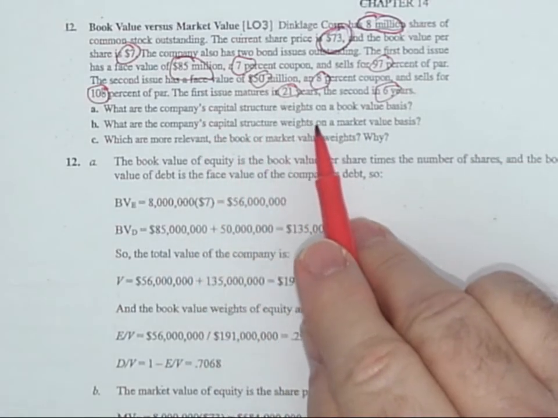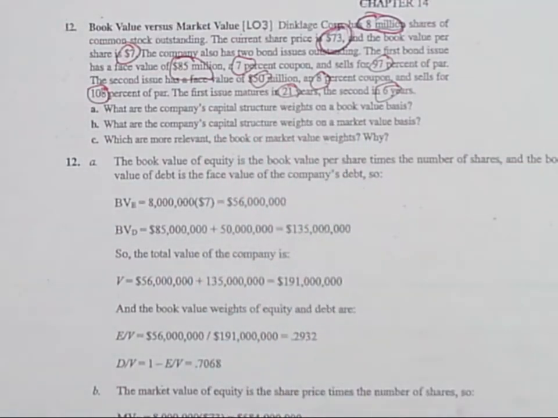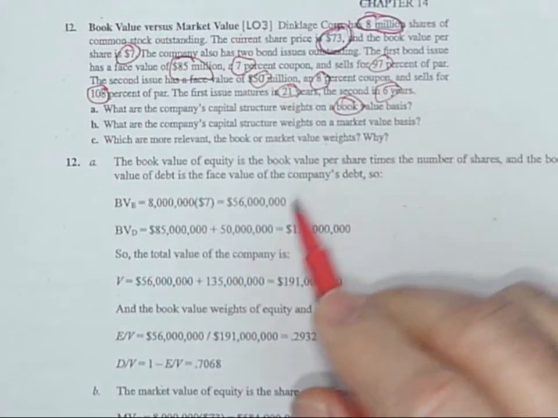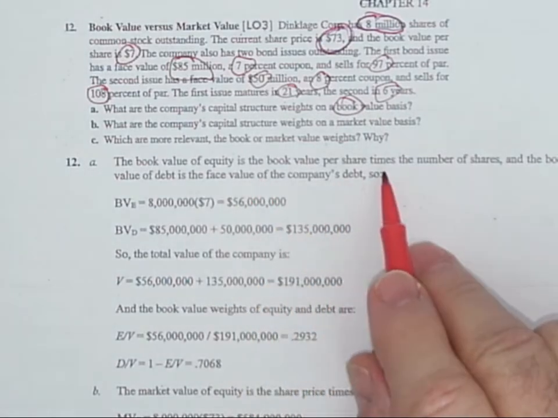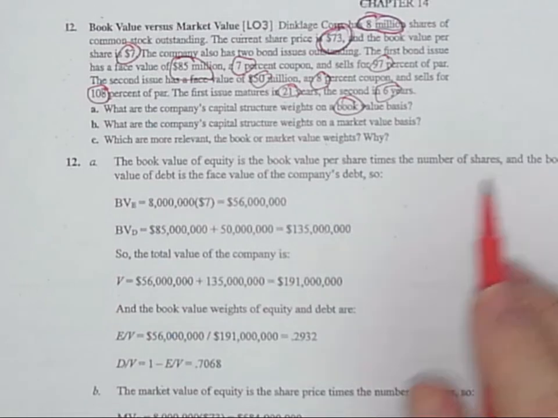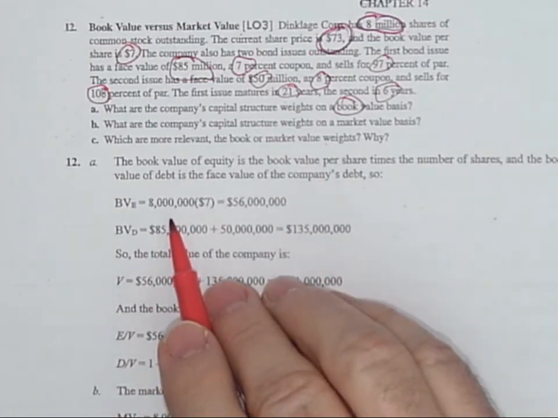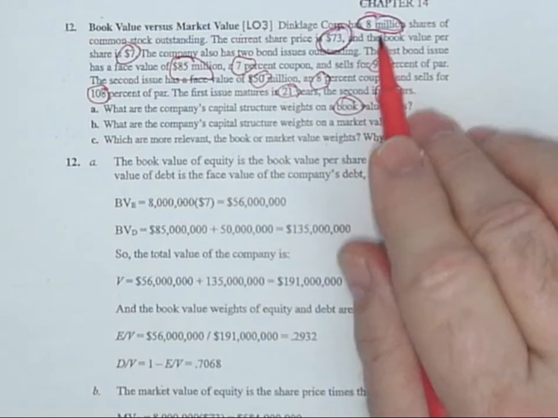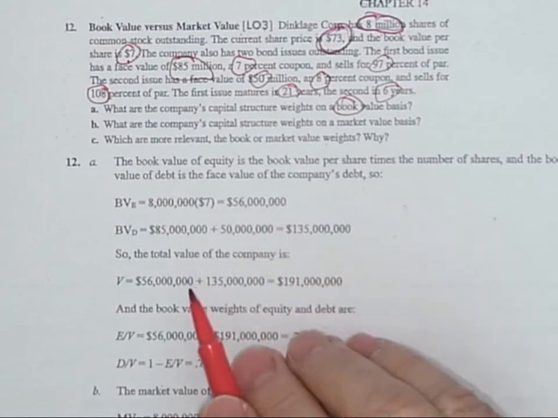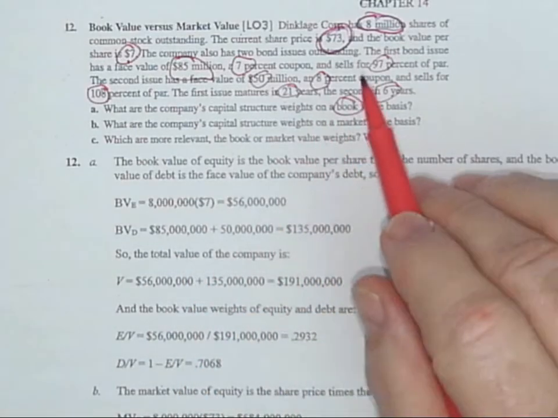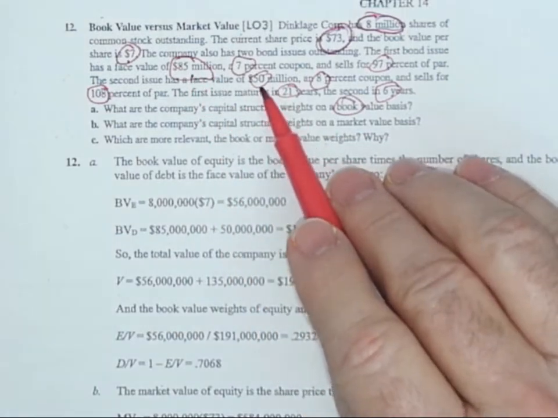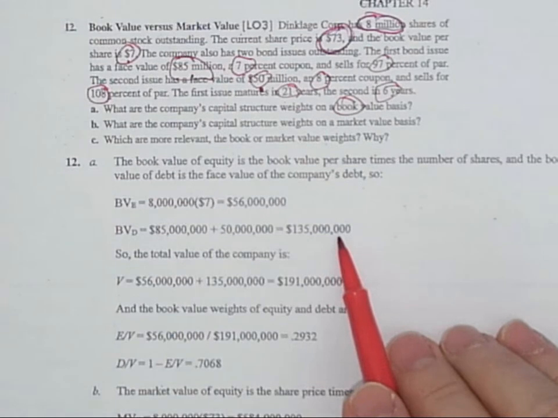What are the company's capital structure weights on a book value basis? So, book value. Okay, book value equity is the book value per share times the number of shares, and the book value of the debt is the face value of the company's debt. So, the book value of equity is 8 million shares times $7, 56 million. The book value of debt, well, you have 2 issues. One is 85 million, the other is 50 million. So you add them up and it's 135.